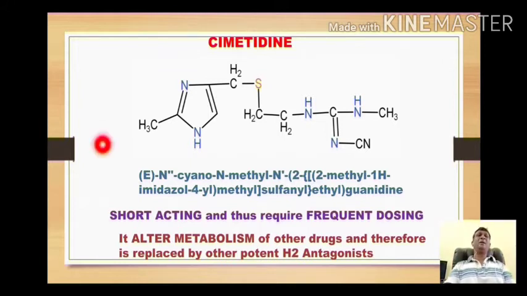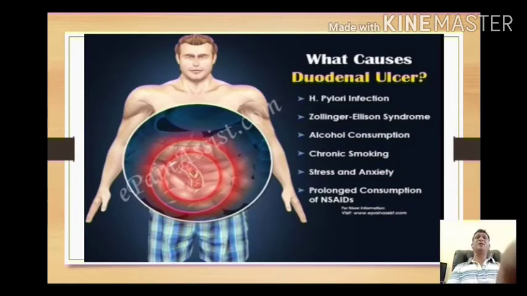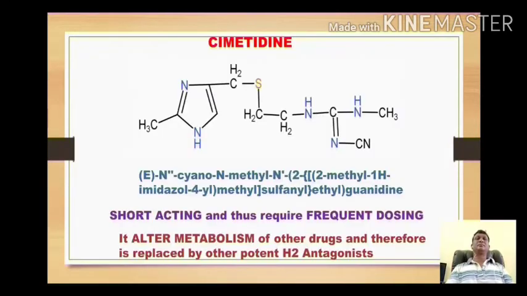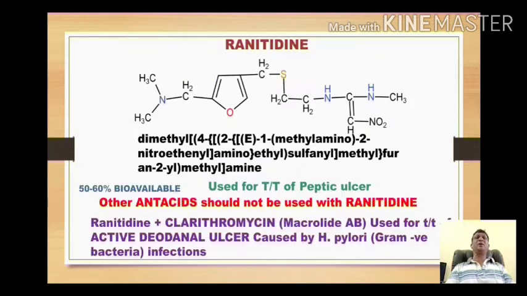Now one important point is that in cimetidine the heterocyclic ring present is imidazole. Many times in the GPAT examination there might be a question that cimetidine consists of the following heterocycle. So four options will be given there and you have to answer that. It is imidazole, which is present in cimetidine.